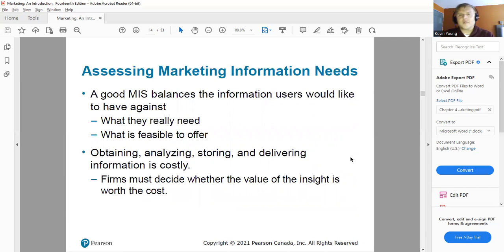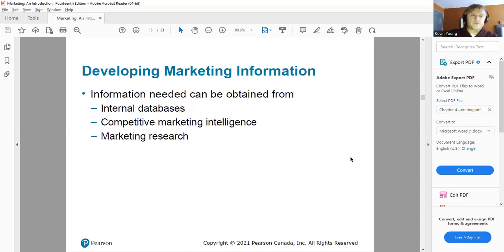Assessing marketing information needs. Now, a good marketing information system balances the information users would like to have against what they really need and what is feasible to offer. Obtaining, analyzing, storing, and delivering information is costly. So firms have to decide whether the value of the insight is worth the cost. In other words, a cost-benefit analysis. Information needed can be obtained from internal databases, marketing research, competitive marketing intelligence.